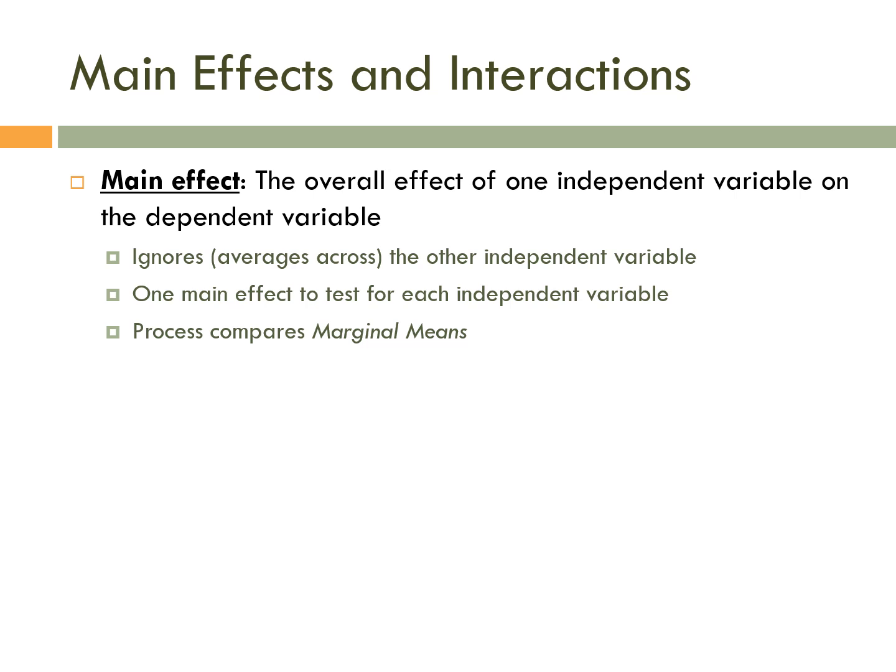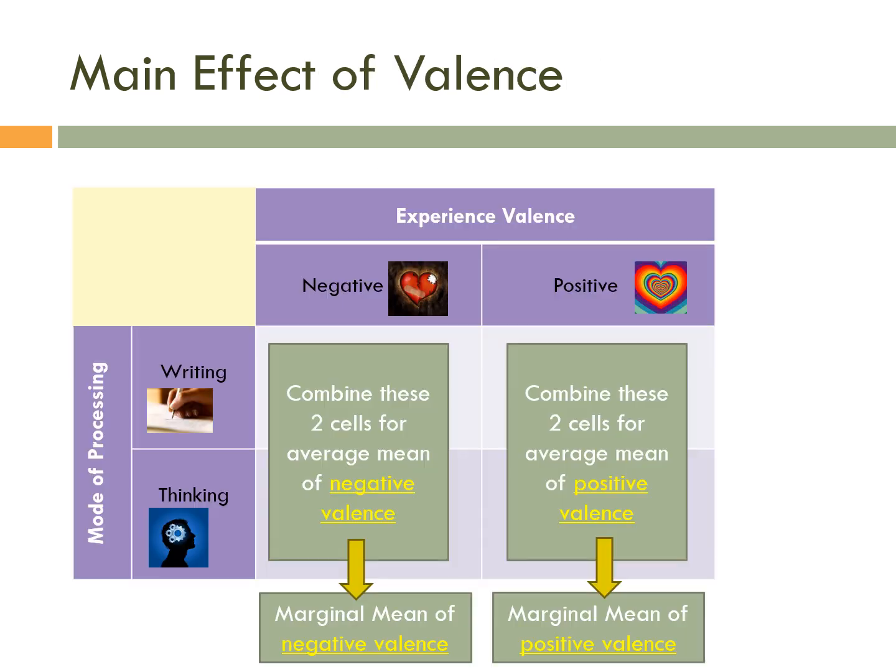This is traditionally what we've been talking about so far. This is basically a one-way analysis because we're only looking at one independent variable at a time. And for this, we are going to compare the marginal means that I talked about earlier. Those means when we are averaging all of the scores within one level of an independent variable, ignoring the other independent variable. Looking back at our table, we can see which cells we're combining in order to get this marginal mean.